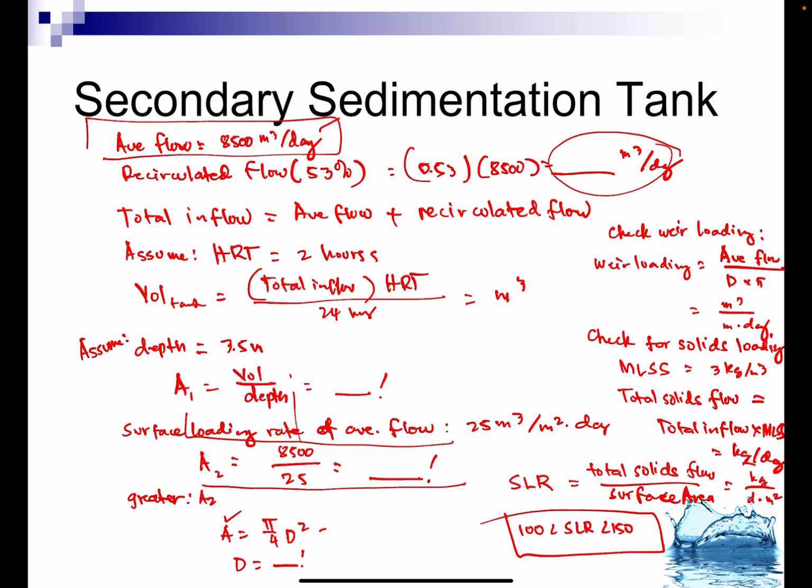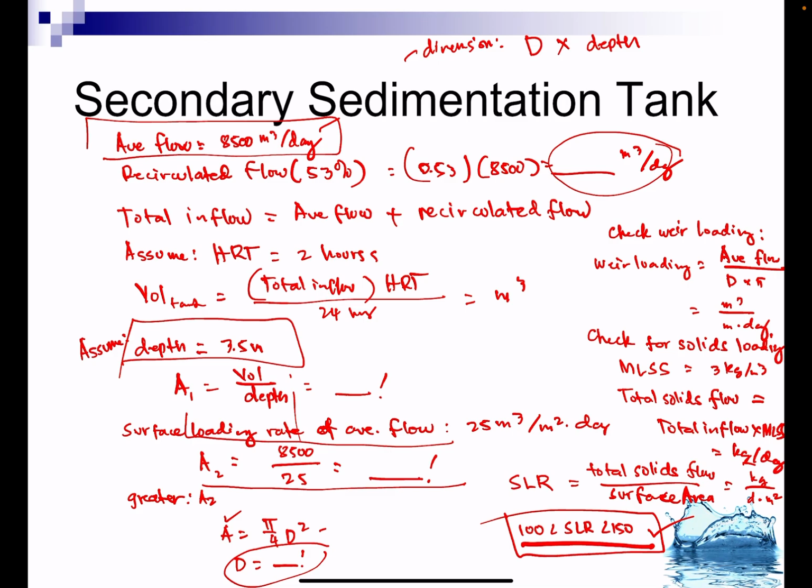Now, once you know that, if it checks out and the computation for SLR passes, therefore the dimension of your sedimentation tank would just be the diameter that you computed here times the depth that you assumed. Otherwise, if you exceed this, if you're not within that range, your assumption for depth is wrong. Okay?